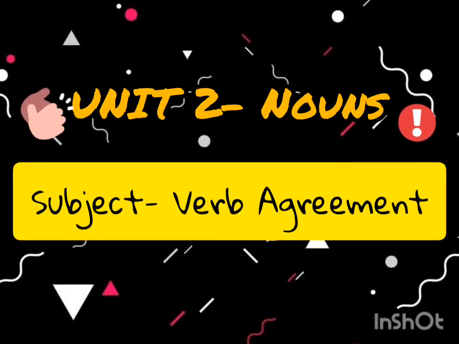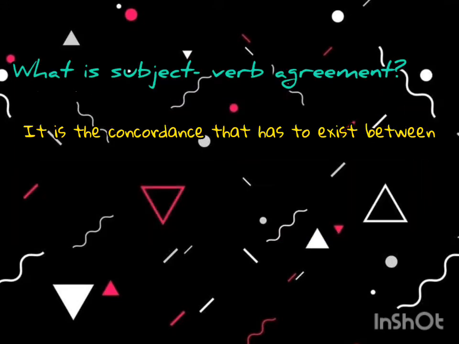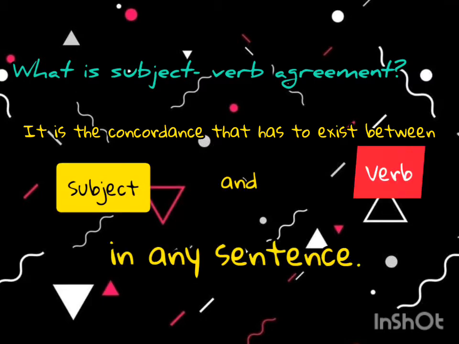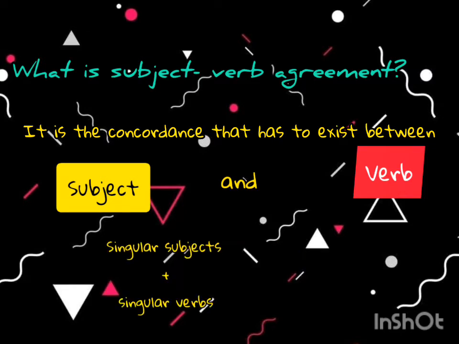First, we are going to briefly define what subject-verb agreement is. It is a concordance that has to exist between the subject and the verb in a sentence in terms of number. In other words, singular subjects take singular verbs and plural subjects take plural verbs.